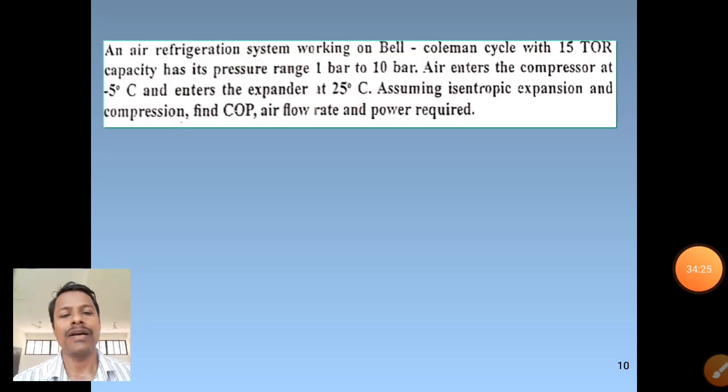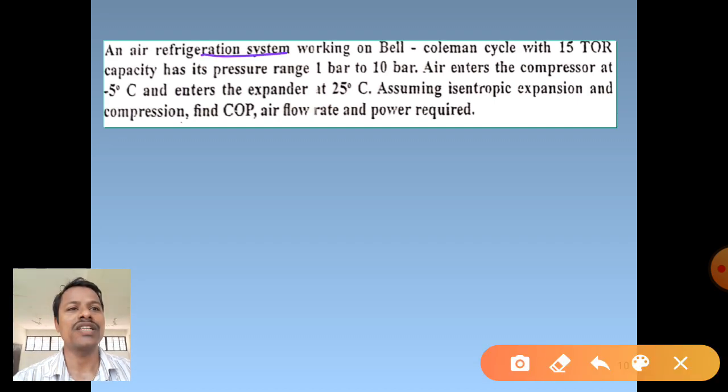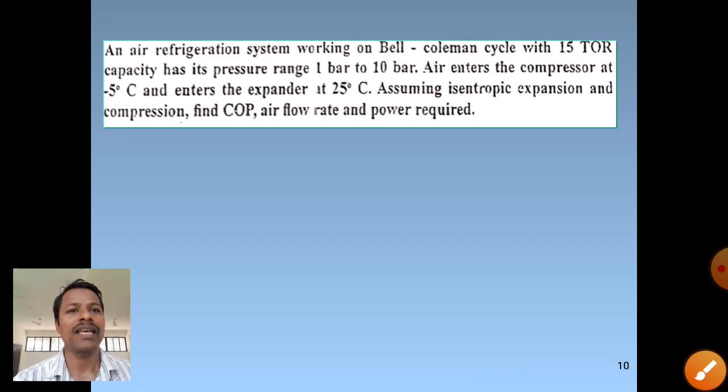Let us look into another variety of problem on the Bell-Coleman cycle. Here we have the problem statement in front of us: an air refrigeration system working on the Bell-Coleman cycle with 15 TOR, that is 15 tons of refrigeration capacity.